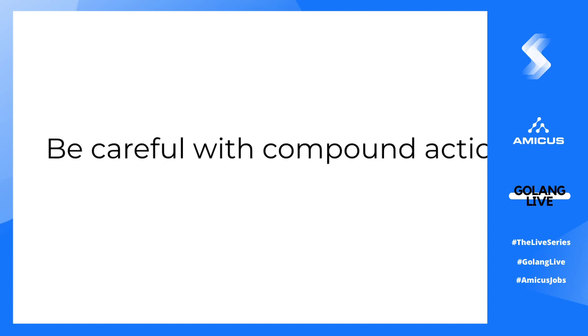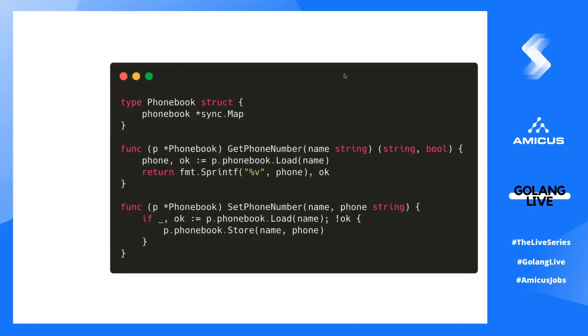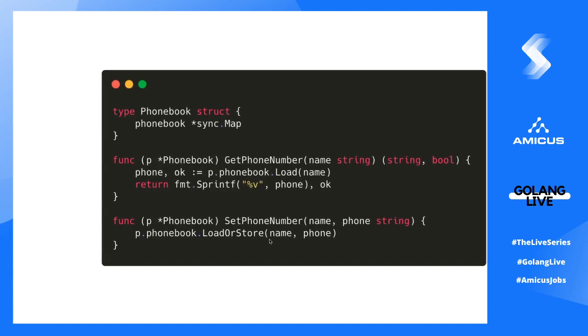Finally, be careful with compound operations. In this case, we have a synchronized collection, but whenever we have two actions which are part of the same invariant, in this case, checking whether a name exists and setting it, they should be synchronized together. Instead, prefer using something like load or store, which does that for you. But beware, when you have compound actions, the thread safe collection does not save you every time.